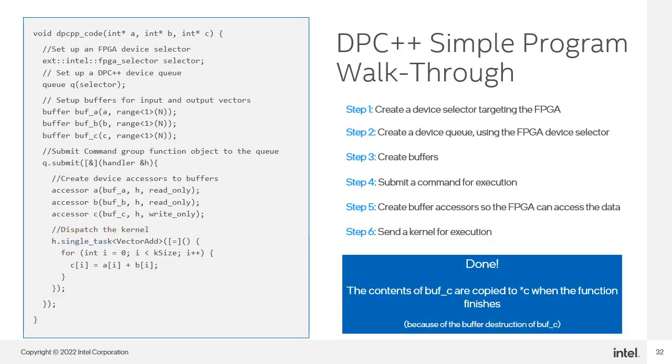That about wraps up the fundamental steps required to write your DPC++ program. The contents of buff C will be copied to the pointer C when the function finishes. This is because there will be buffer destruction of buff C upon completion. We will take a look at this later. Hopefully, this example has given you a good head start to how the DPC++ program looks like and how to get started on writing one for your design.